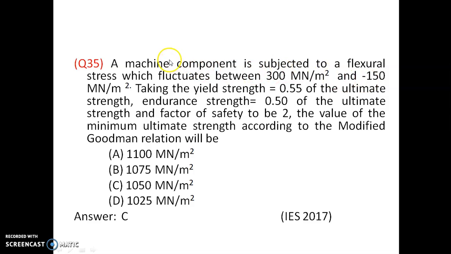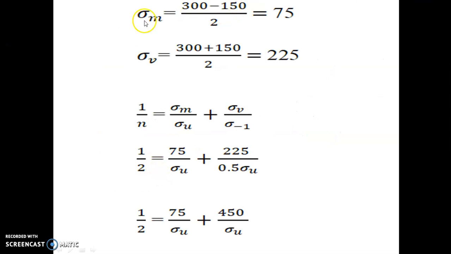Okay, in the problem, a machine component is subjected to flexural stress which fluctuates between 300 meganewton per meter square and minus 150 meganewton per meter square. Taking the yield strength equal to 0.55 of the ultimate strength, endurance strength equal to 0.50 of the ultimate strength, and factor of safety to be 2, the value of the minimum ultimate strength according to the modified Goodman relation will be, okay, sigma m.